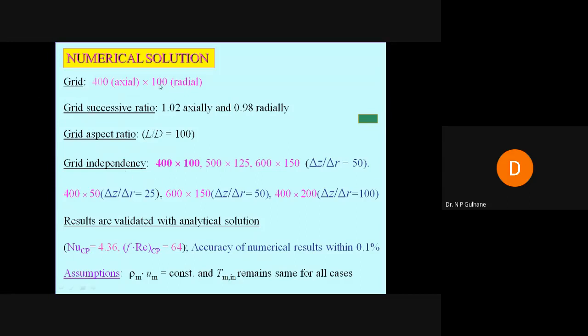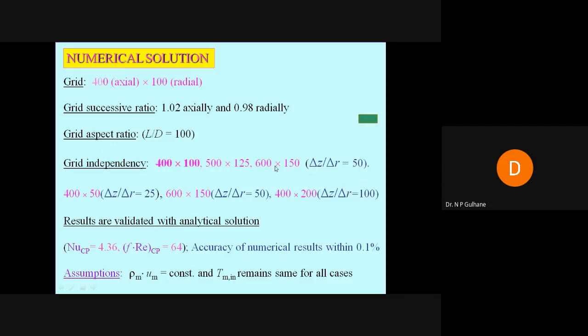So here for this grid, we had a grid independency, means we have taken 400 by 100, we have taken 500 by 125, so that in all these three cases, delta Z by delta R. Delta Z means consecutive distance between two Z spacing, delta R consecutive distance between two R spacing. So that delta Z, grid aspect ratio, delta Z by delta R in all these three cases is 50. So such cases only you can take. Either you take delta Z by delta R 100 or 50 or 25. So we have taken 50.